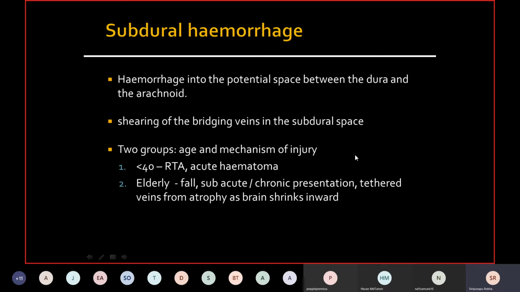There are two groups. The younger group, wherein the context is usually that of trauma, and you see an acute hematoma, and the elderly, where we may or may not have the history of trauma. Subacute presentation can be a chronic presentation as well, and usually occurs because of rupture of the veins that are tethered because of brain atrophy.